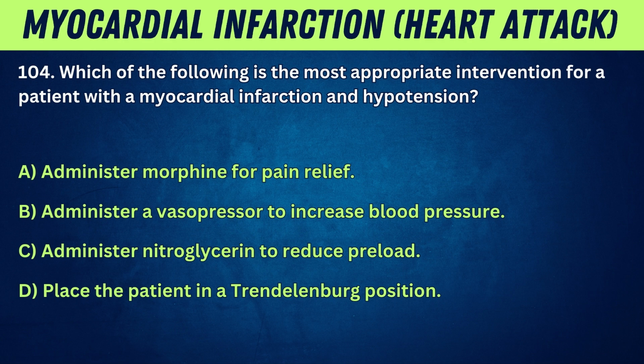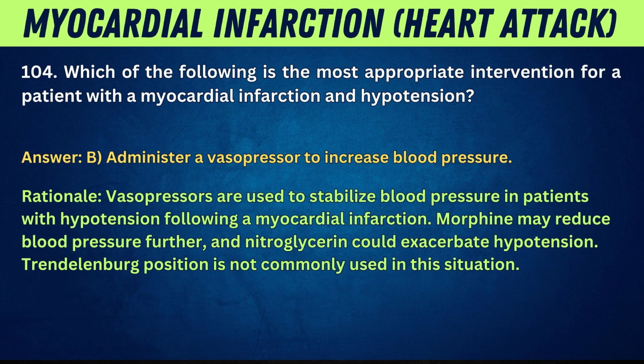104. Which of the following is the most appropriate intervention for a patient with a myocardial infarction and hypotension? A. Administer morphine for pain relief. B. Administer a vasopressor to increase blood pressure. C. Administer nitroglycerin to reduce preload. D. Place the patient in a Trendelenburg position. Answer: B. Administer a vasopressor to increase blood pressure.